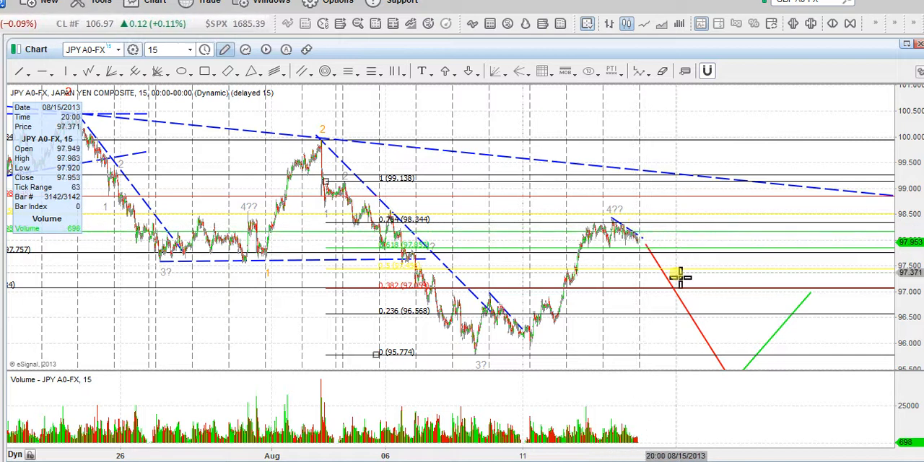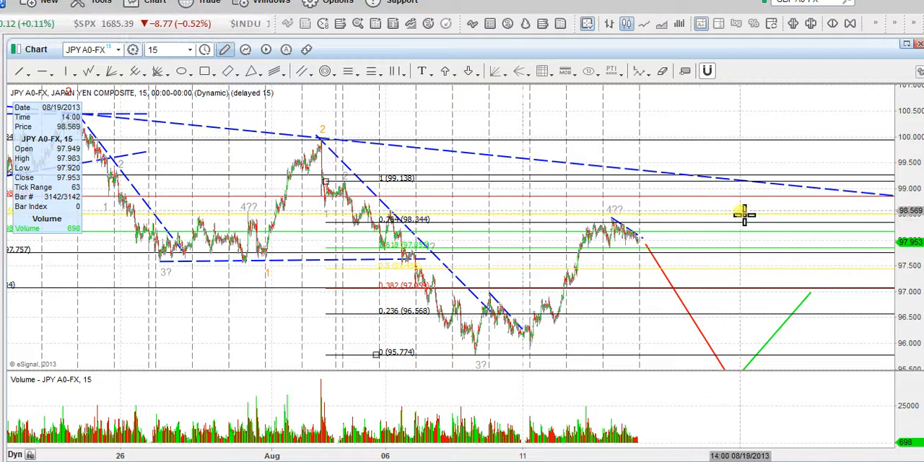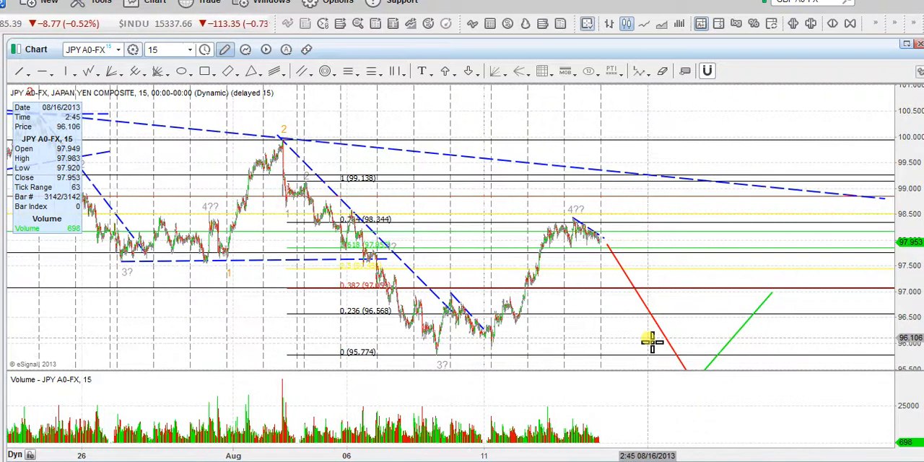So right now, good area to get short at 97.95 with stops at 98.4, or above 98.4, maybe above this recent high. So above 98, at 98.5 would be a good area to put a stop. So risking slightly under 60 pips, but looking for this pair to push towards 95, 96, or 95.5 would be our target on that pair.